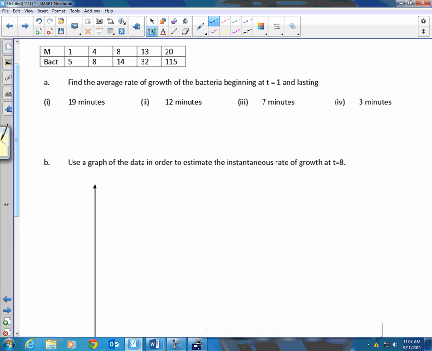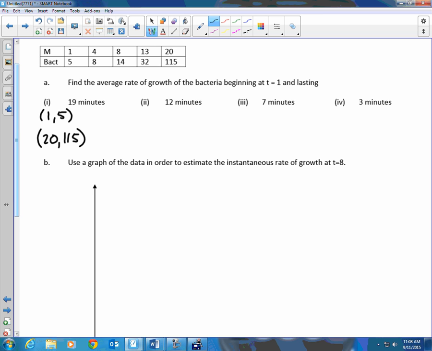Okay? So it begins at time equals 1. So what's my first point? 1, 5. If it lasts 19 minutes, what time am I checking it at? I'm checking it at 20. And how many bacteria are there? 115. Can we now find the slope for the average rate of change?